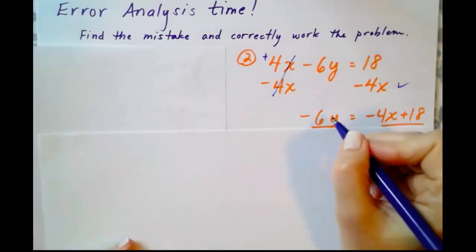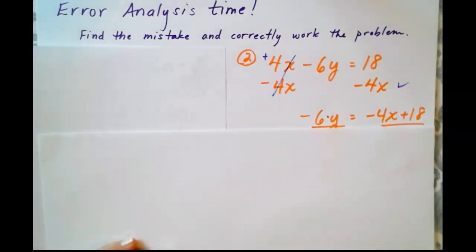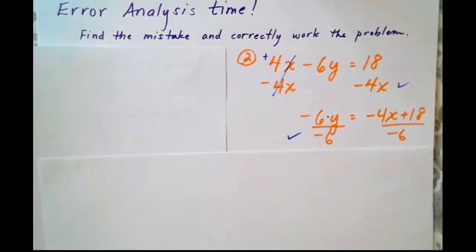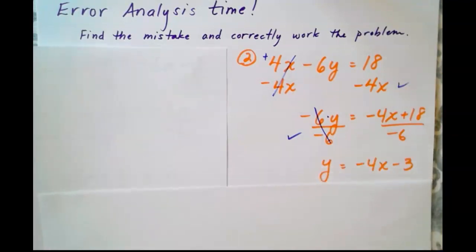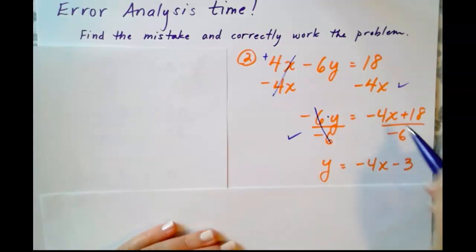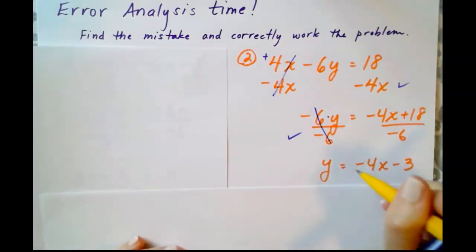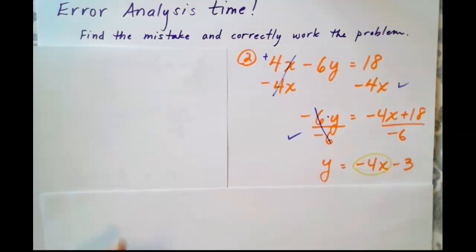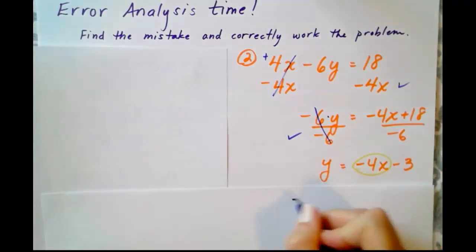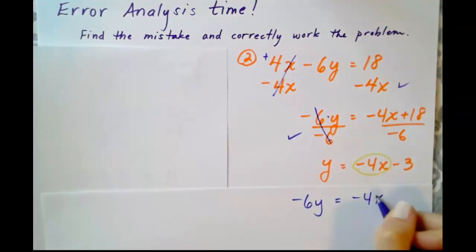Okay, and now we need to undo a times negative 6. So the inverse operation of multiplication is division by negative 6. So this step is done correctly. So we've got the 6's canceling to give us the y, and then negative 4 divided by negative, whoops, there's my problem. Here's my problem right here. We can't just cancel one time and call it a day.